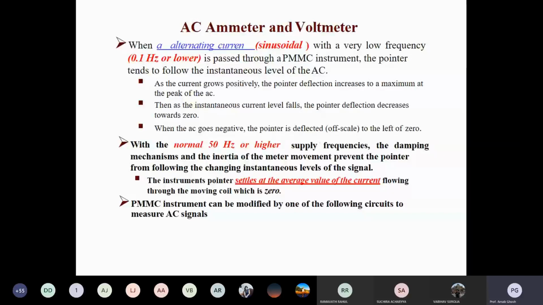As the current goes positive, the pointer deflection increases to maximum at the peak of that AC. When the instantaneous current level falls, the pointer deflection decreases towards zero. Normally in our AC we are considering 50 Hz, means 50 cycles per second, 50 rotations within 1 second. But if it is 0.1 Hz, it means only 10% of one single rotation.